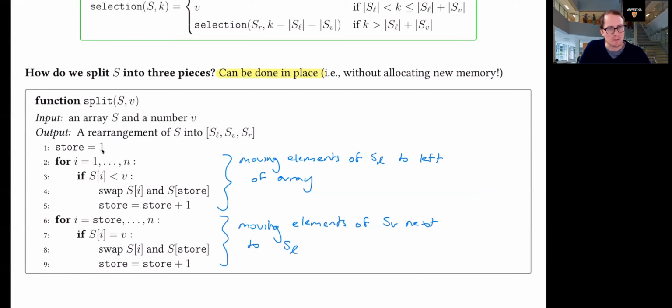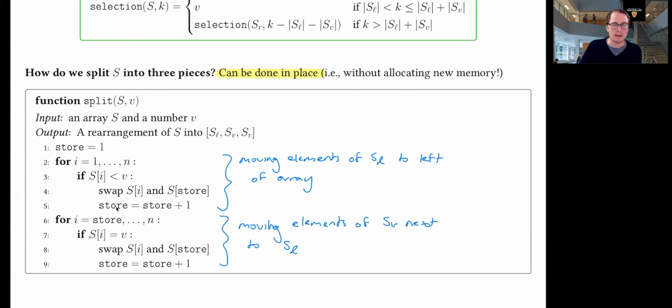So what happens? We start with this store pointing at 1, and we loop through the array. We just check, is the element of the array smaller than V? If it is, then we just swap the ith element with the first element. So we just flip them around, and then we increment that store. So now it points at the second element in the array. Then we find the next one that's smaller, and we again perform the swap. We increment store, so next time it's going to swap into the third, and so on.